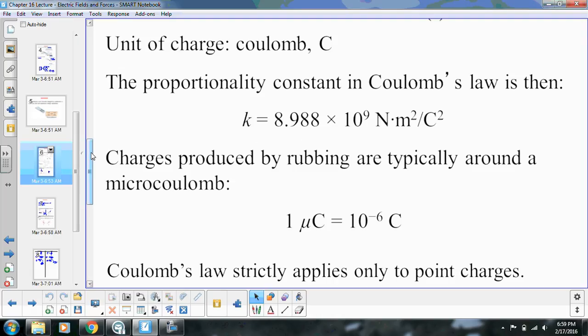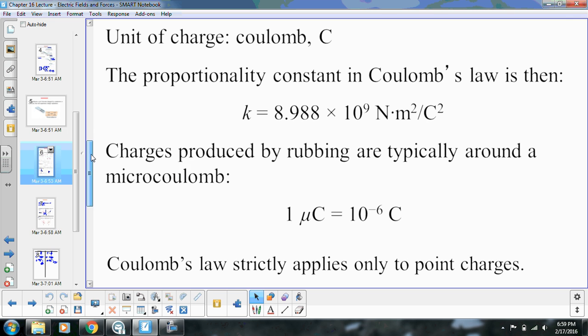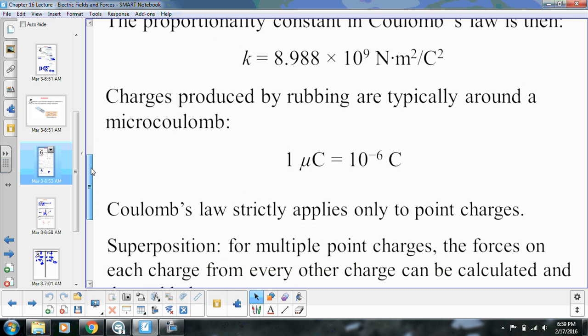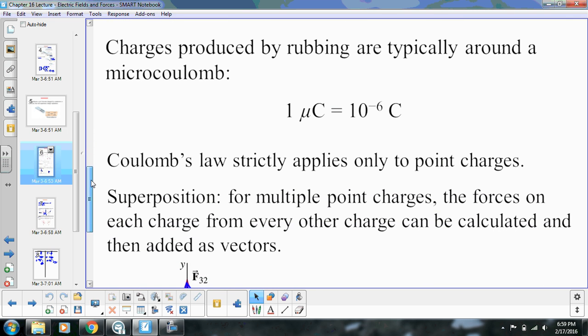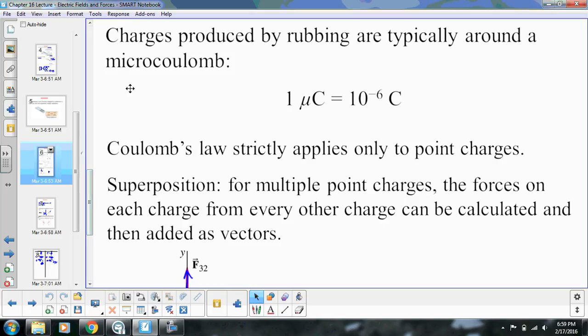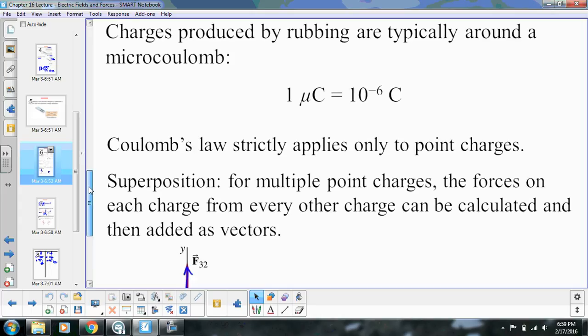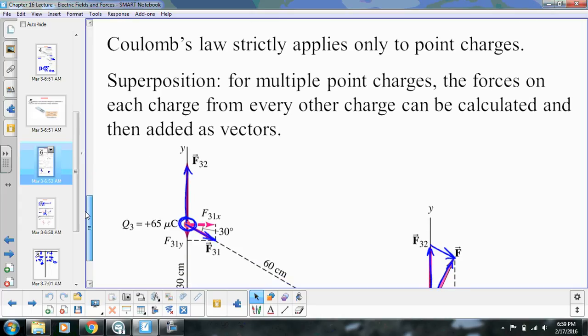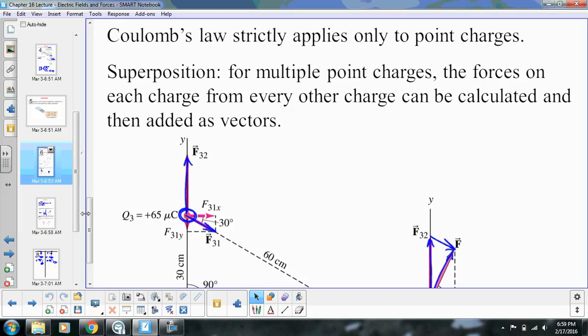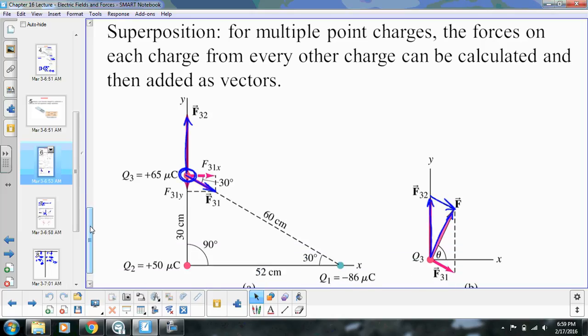Just so you have an idea of how large a coulomb is, charges produced by rubbing are typically around a microcoulomb, so 1/1,000,000th of a coulomb, and that would be like you rubbing a balloon on your head and getting it to be charged or something like that. Coulomb's law strictly applies to point charges, which is important, and we'll talk more about that later. We also have superposition for point charges.